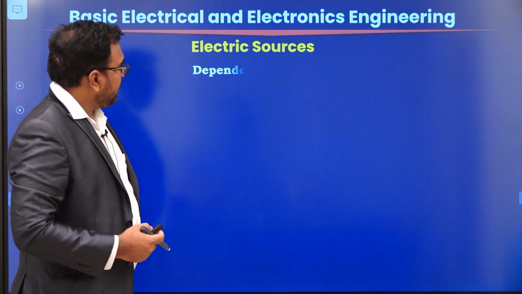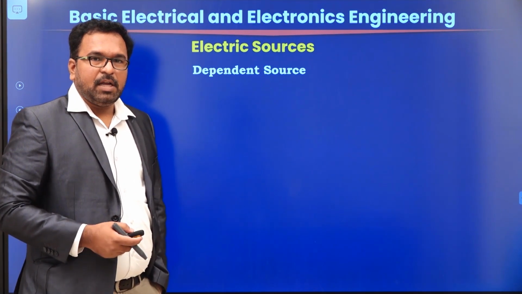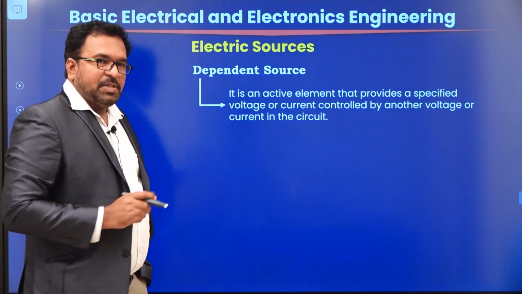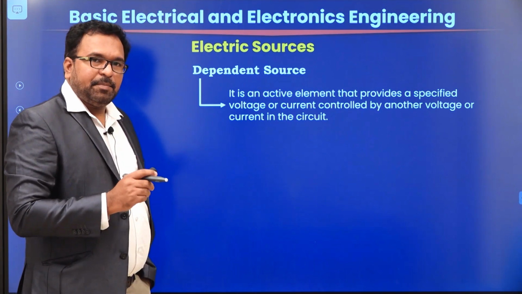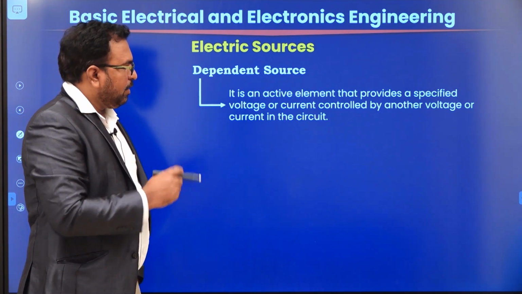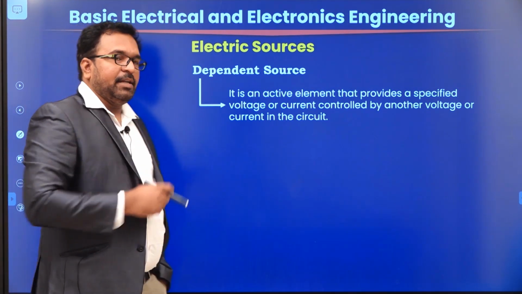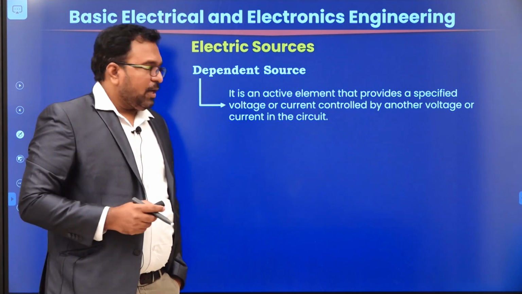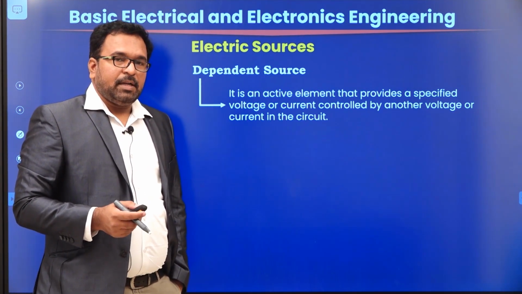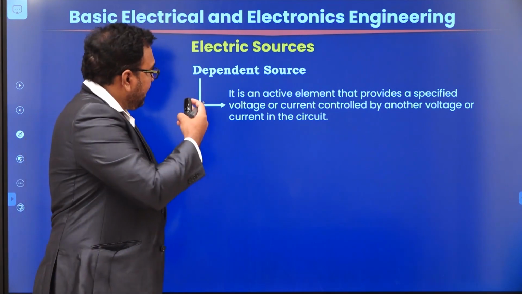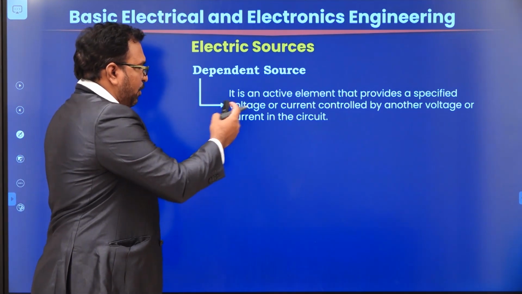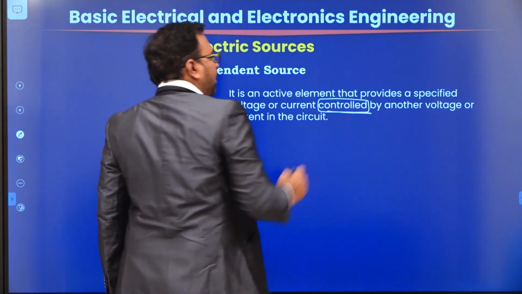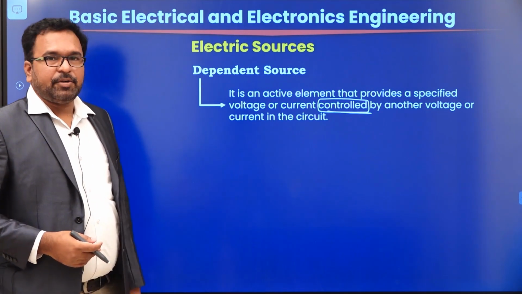Next, dependent source. A dependent source is exactly opposite to the independent source. The dependent source is also an active element which provides a specific voltage or current, just like an independent source, but that value of the voltage or current is always controlled by another voltage or current in the circuit. In case of an independent source, the source will always provide a specified value of voltage or current, but that doesn't depend on any other parameter. But in case of a dependent source, whatever the value that is provided by the source is always controlled by another voltage or current in the circuit.